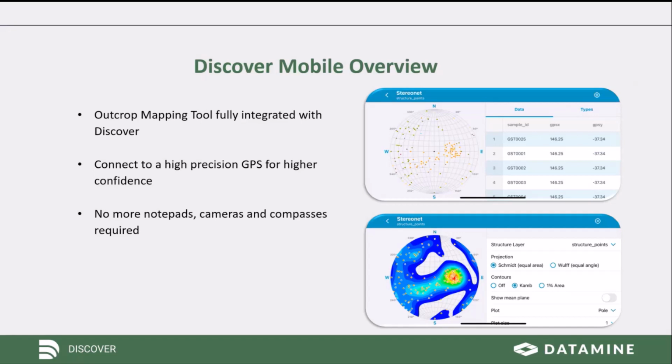So we also have an outcrop mapping tool, which I'll go over shortly. Especially for exploration geologists, they usually want higher precision GPS capture, so you can connect to external Bluetooth receivers to give you that stability and higher confidence level. And what we're trying to do is get the notepads, the cameras, the compasses all out of there, and you can just use your mobile phone because it's pretty much got all that stuff on there.